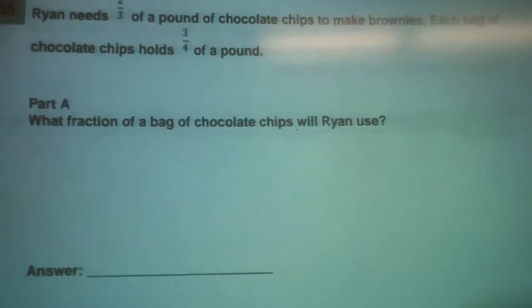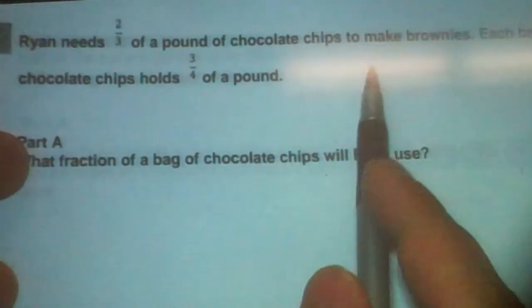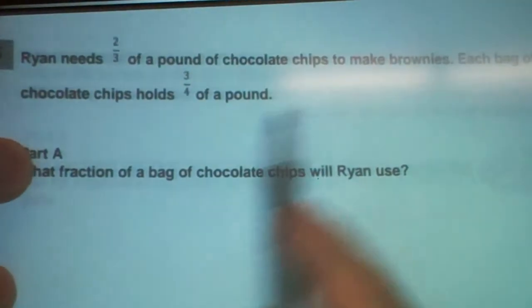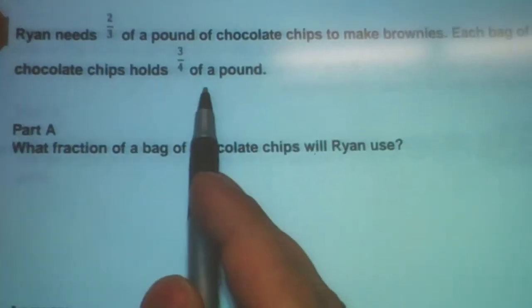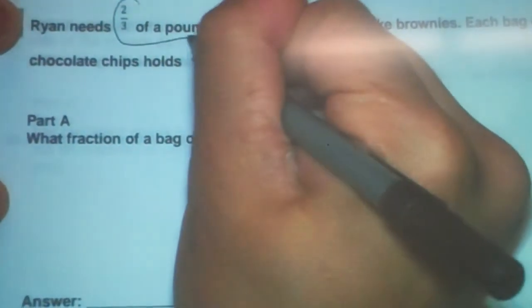Ryan needs 2/3 of a pound of chocolate chips to make brownies. Each bag of chocolate chips holds 3/4 of a pound. So it looks like he needs this much.